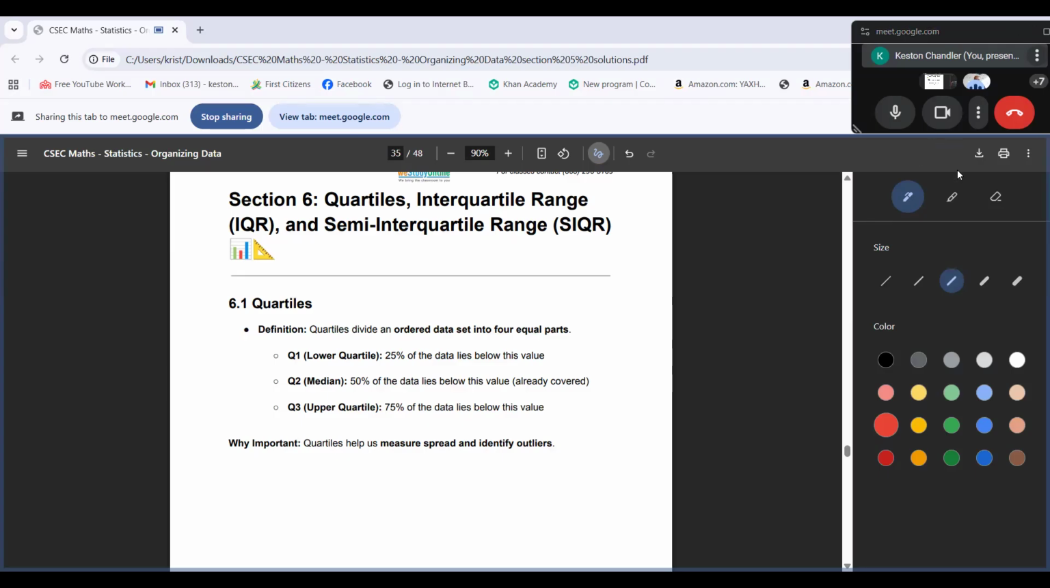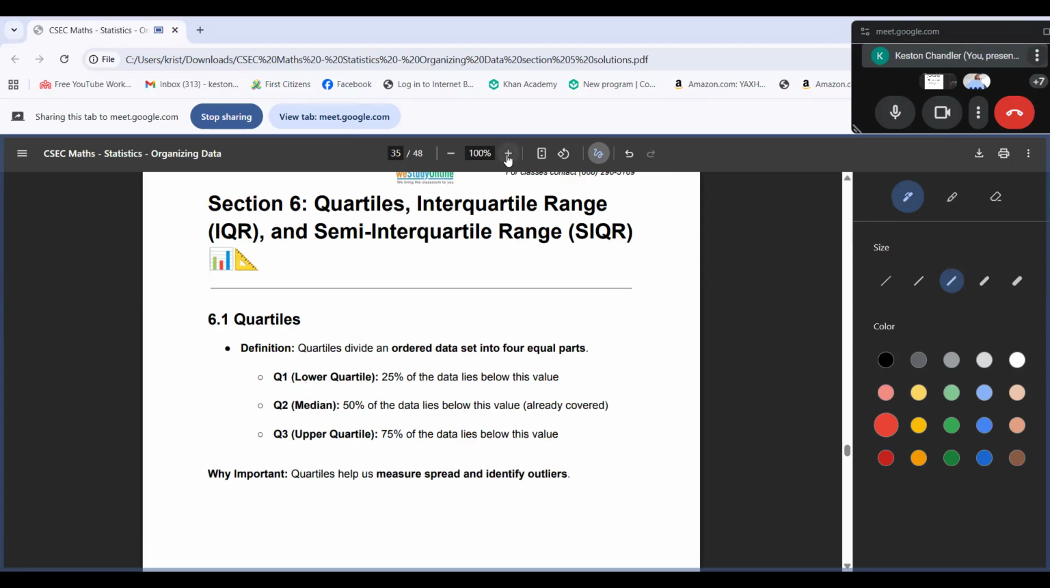All right, so we're talking about quartiles, interquartile range, semi-interquartile range. These are what we call measures of dispersion. Now, quartiles basically divide the entire ordered data set. If it's placed into ascending order, which is what you usually go with, it divides it into 4 equal parts.